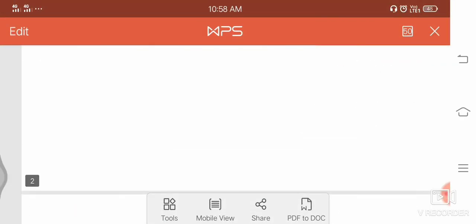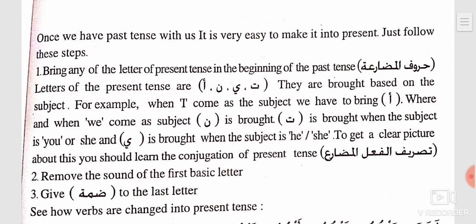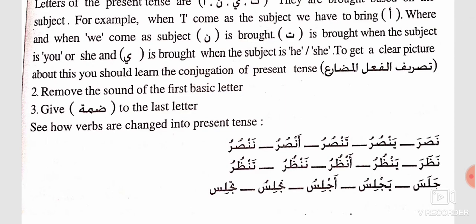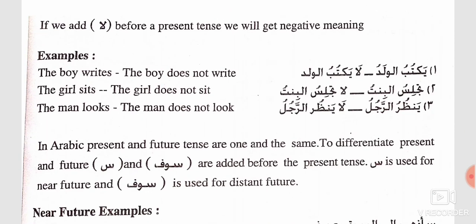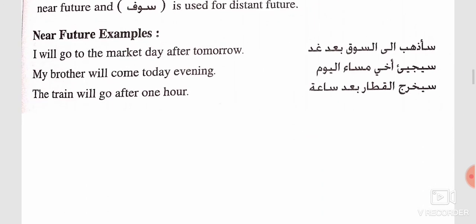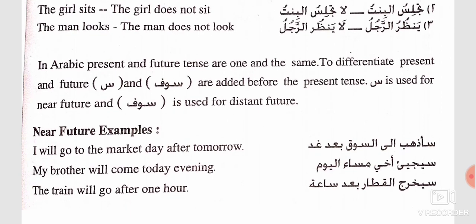We have learned many items through this lesson. First of all, we learned how to make fi'l al-mudari when we get a fi'l al-madi, and there are three steps to make a present tense or fi'l al-mudari, and we have learned what the steps are. Then we learned how to make the mudari fi'l negative, just add la before the present tense. That's how it gets the meaning of negativity. Then we learned about present tense and future tense. The forms of present and future are the same, so they have made some changes to identify.